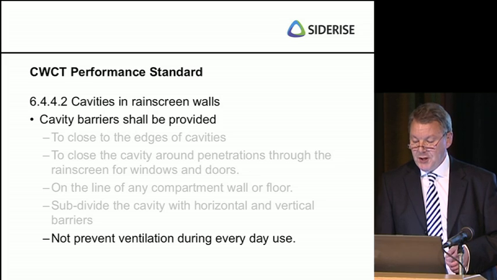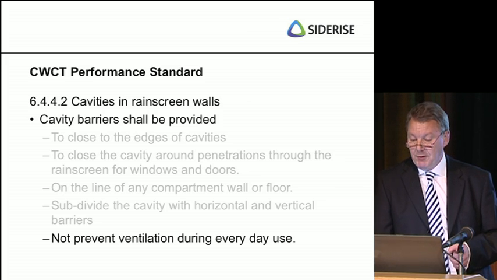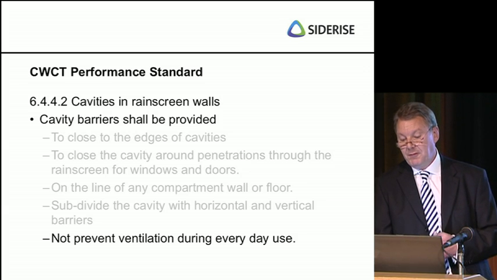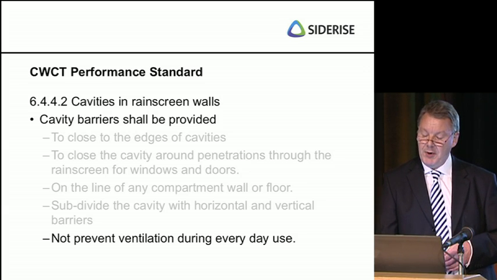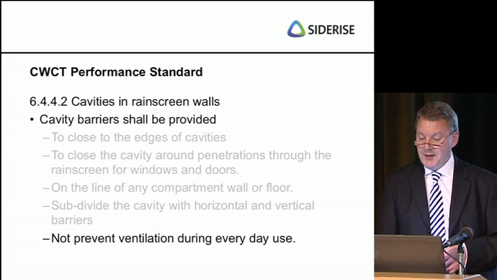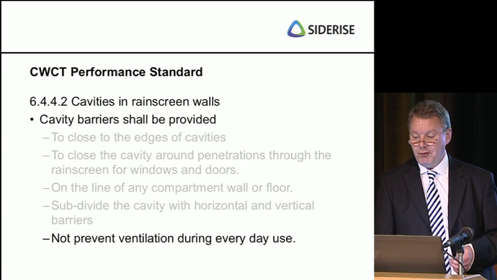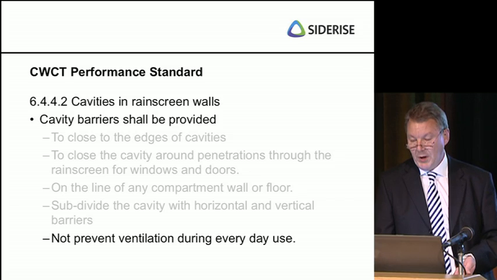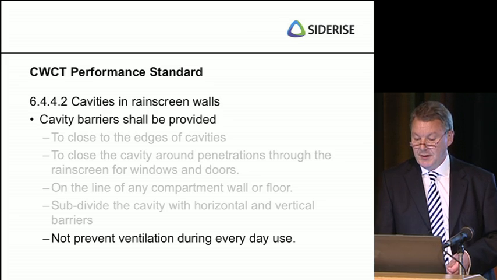Regarding cavities in rainscreen walls, it states that barriers should be provided to close the edges of cavities, to restrict entry of fire into cavities and to restrict movement of fire from the cavity to other parts of the building. They should also be provided to close the cavity around penetrations through the rainscreens, such as windows and doors. They shall be provided on the line of any compartment wall or floor.